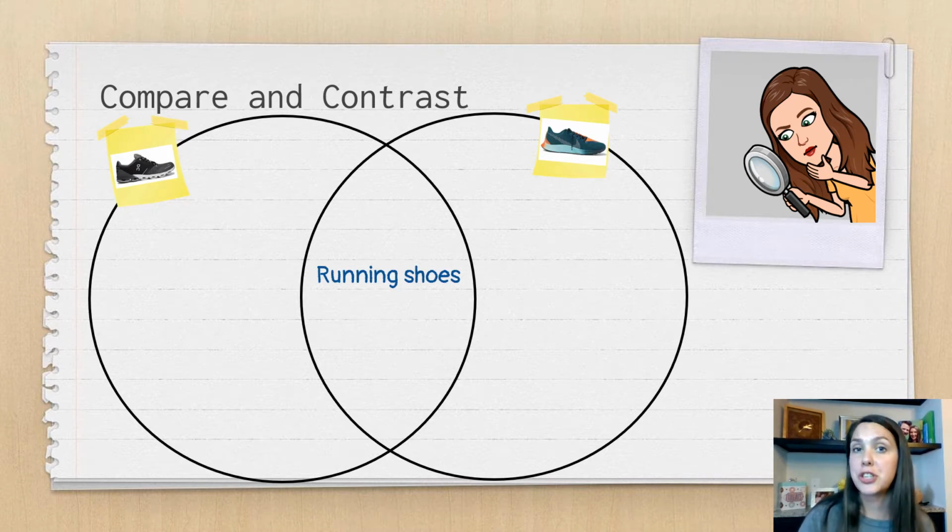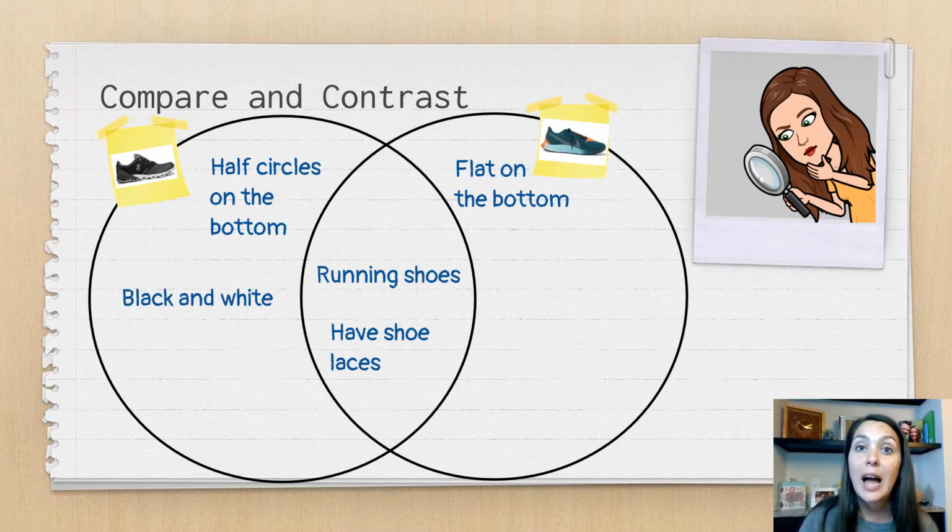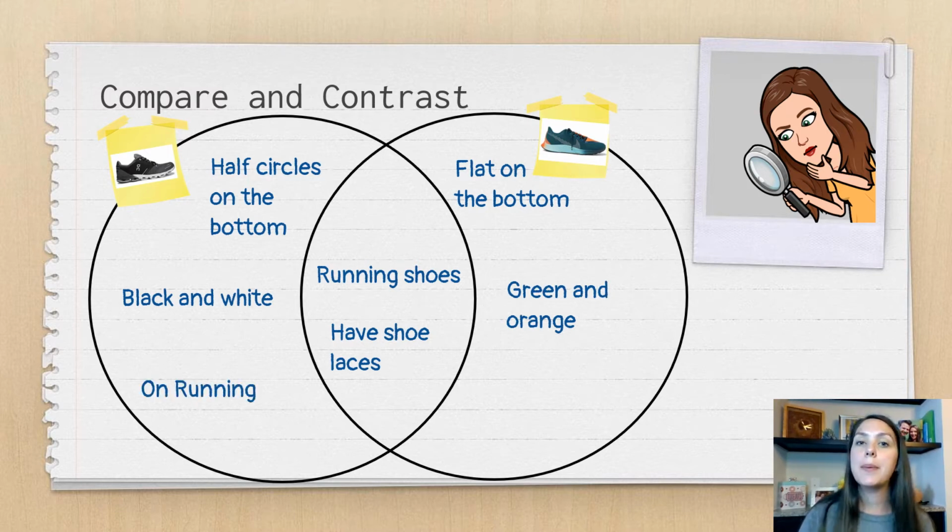Well, they're both running shoes, and they both have laces to keep your feet in them tightly while you exercise. This shoe has half circles on the bottom, while this other shoe is flat. This shoe is black and white, while the other shoe is green and orange. The black and white shoe is made by a company called On Running, while the green and orange shoes are made by Nike. So these shoes have things in common, but they're also very different.